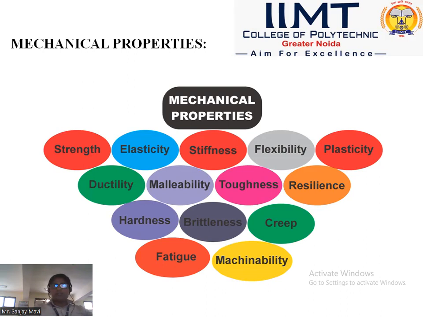Strength. Strength is a very important property of cutting tool material. Ductility, hardness, brittleness, malleability, elasticity, stiffness, flexibility, toughness, creep, resilience, plasticity, fatigue, and machinability. These are some mechanical properties which a cutting tool material is supposed to have.